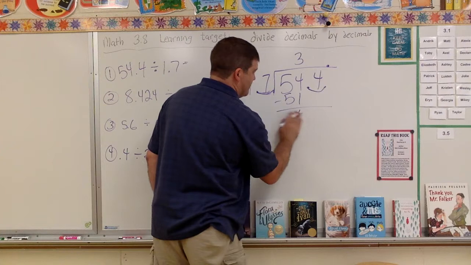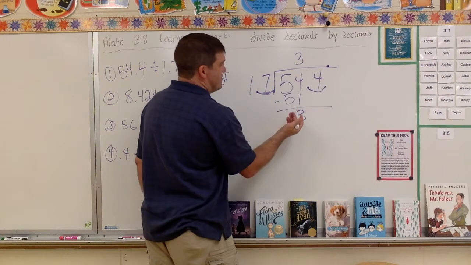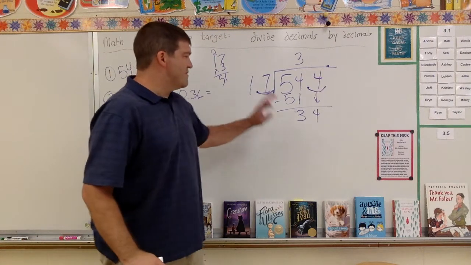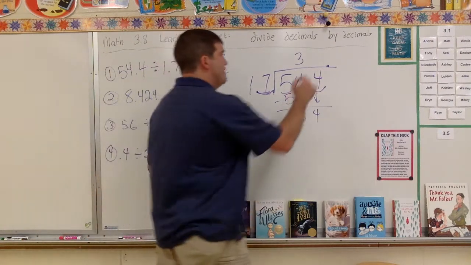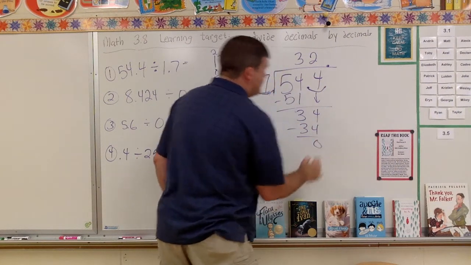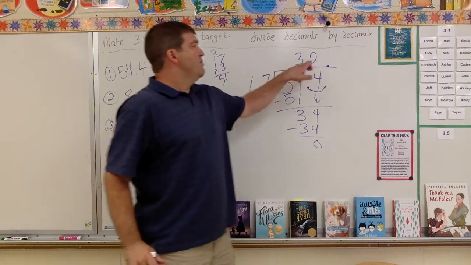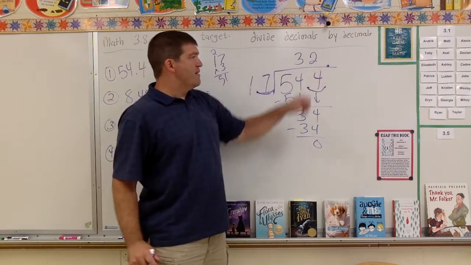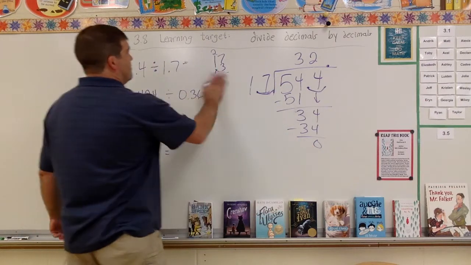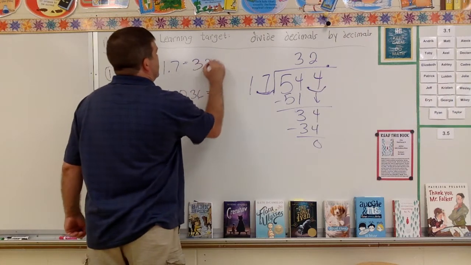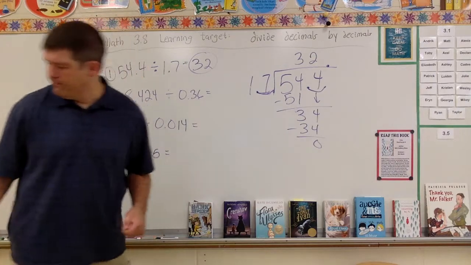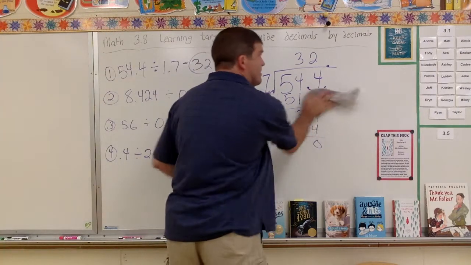4 minus 1 is 3. That's 0, but I bring my 4 down. Now I have 34. How many times does 17 go into 34? 2 times. So 2 times 17 is 34. Subtract that out, it's 0. There's no numbers here. 32 point. Now because the point's right there, I can let it go because it's just 32. It's a whole number. So my answer, 32. Okay? Cool, huh? Let's do these other ones.